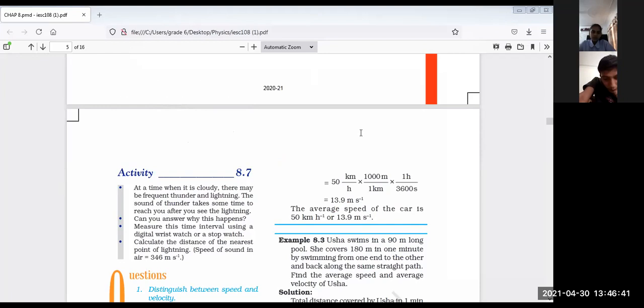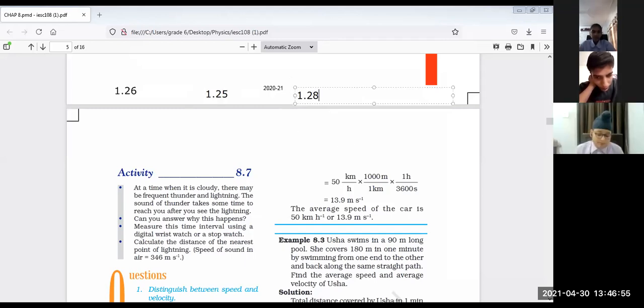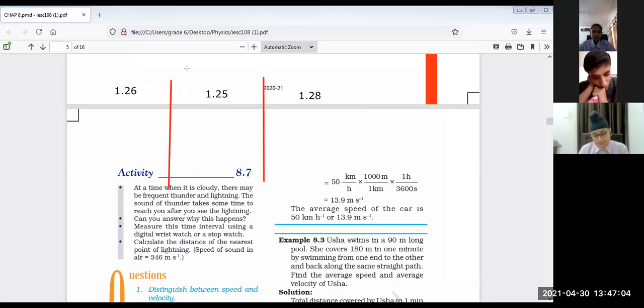Going to explain it once more. Let's say you have the number 1.26. Next number you have is 1.25. Next number you have is 1.28. Let's say these are the 3 numbers in front of you. You have to bring it to 1 decimal place. Point के बाद 1 number. Okay. You will see the second number first.